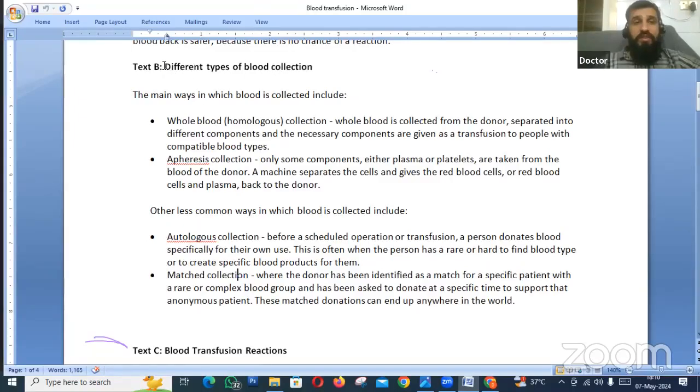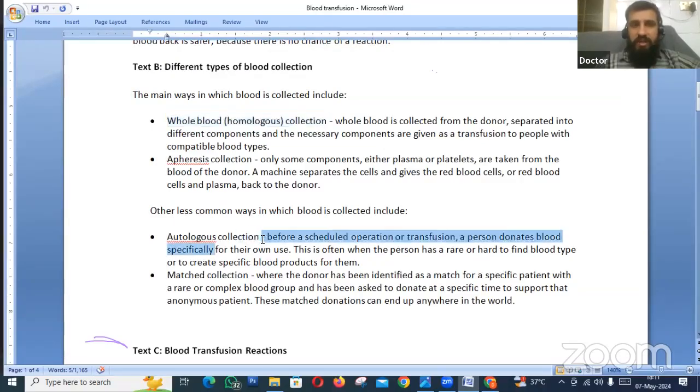So first of all, this is the main heading. There are different types of blood collection. Then we have main ways and less common ways. Here you have whole blood collection. Whole blood is collected, okay? So you don't need to go into detail. Apheresis collection: maybe some nurses or other professionals don't know what apheresis collection is. You can just quickly see only some components, either plasma or platelets. Now you know what type of collection this is.